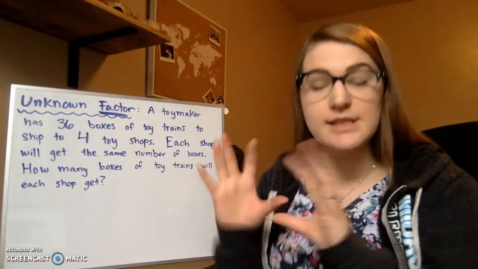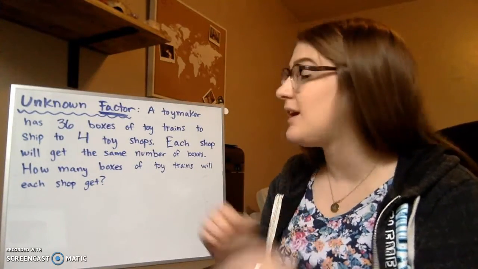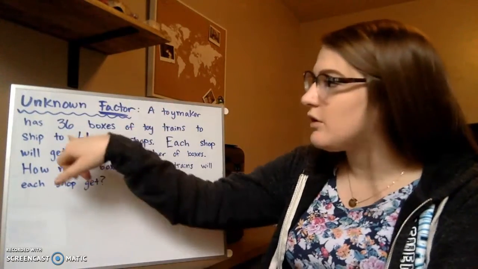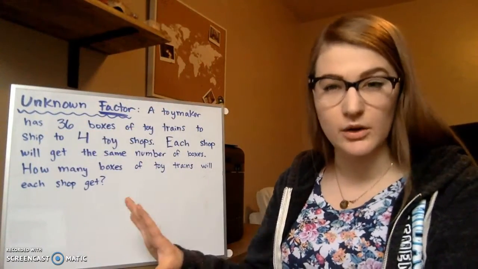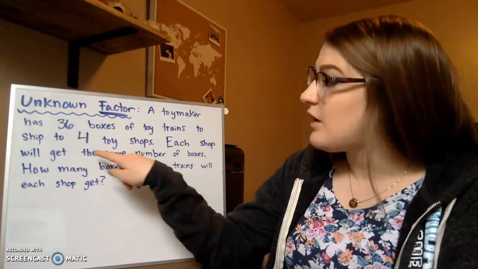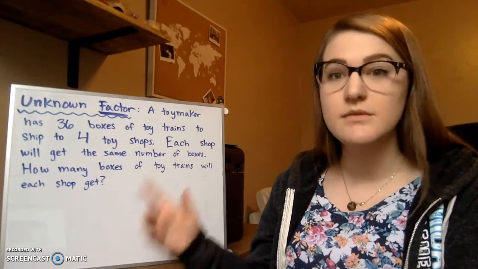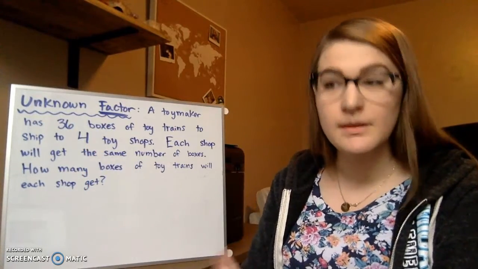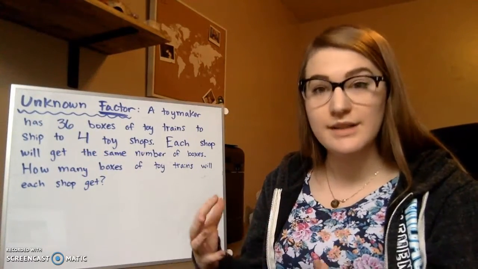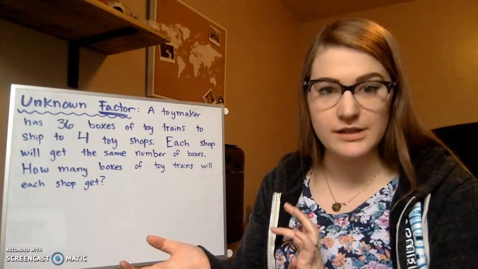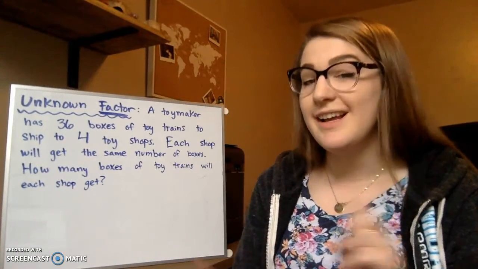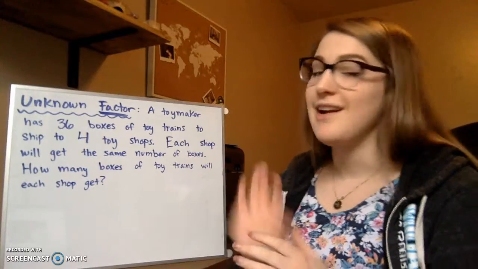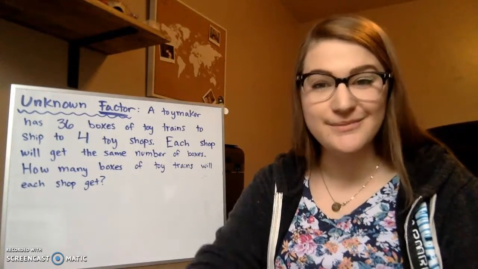So remember, if this is an unknown factor problem, that means that we know the total. So we know the total number of boxes that are going to be shipped out, and we know what one of the factors is. So one of the factors is this 4 toy shops. So we just have to figure out what the other unknown factor is. So go ahead and pause the video and see if you can come up with an equation or math sentence to figure out how we could solve this problem.